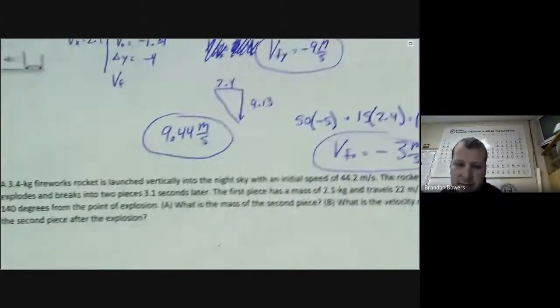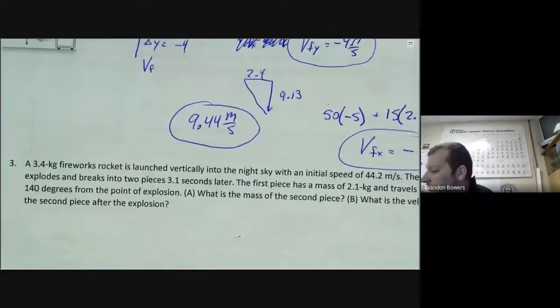All right, last problem. Let's rock and roll. A 3.4 kilogram firework rocket is launched vertically into the night sky with an initial speed of 44.2 meters per second. The rocket explodes and breaks into 2 pieces 3.1 seconds later. What is the mass of the second piece?